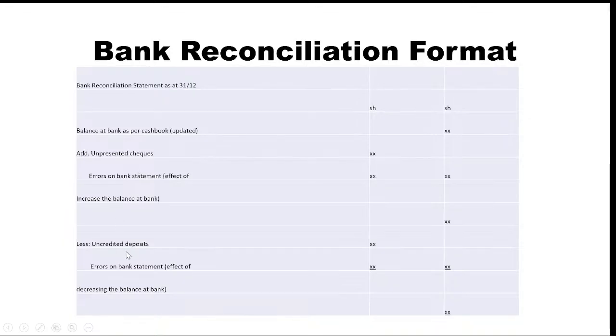So you can start with the upper part of unpresented checks, or you can also start with the uncredited deposits. You add them and then you raise the other part. So that is all about the bank reconciliation format.